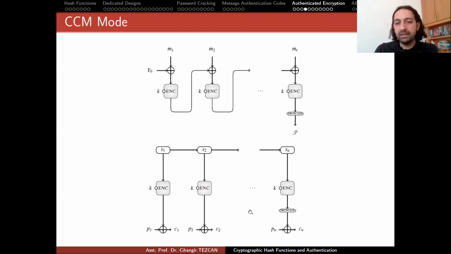This part can be parallelized since this is a counter mode of operation, but this is CBC, so it has to be serial. You cannot parallelize this part. But at the end, you obtain the ciphertext here. Take this tag, concatenate it at the end of this ciphertext, and you have obtained both encryption and authentication.